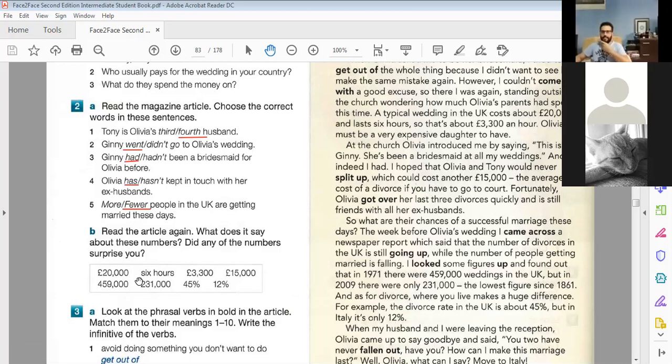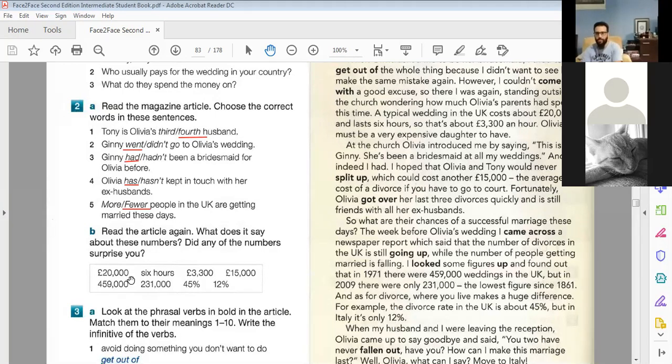Six hours? What does this refer to? The number of hours that the party lasts. Yeah, the wedding itself, the event or the celebration. The wedding itself lasts for about 6 hours. So it's not even a long wedding. It's not like our kind of traditional 2-day, 3-day wedding, right? So it's quite short.